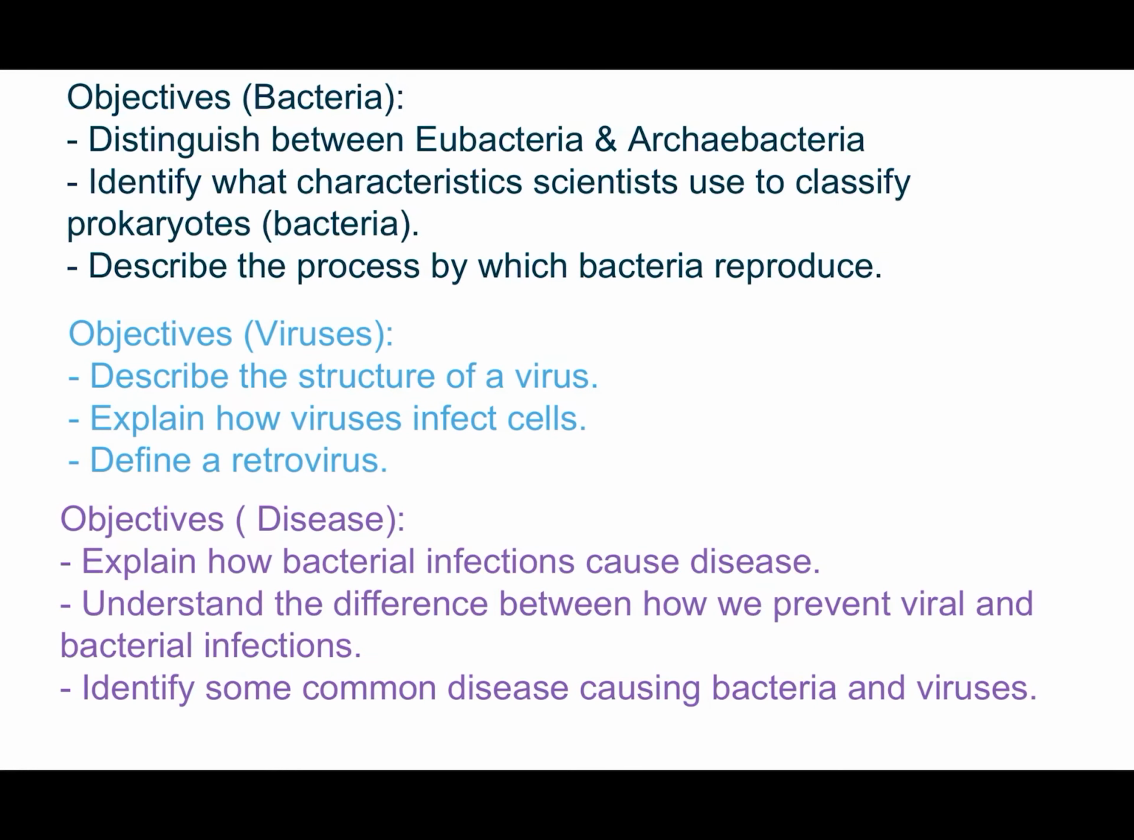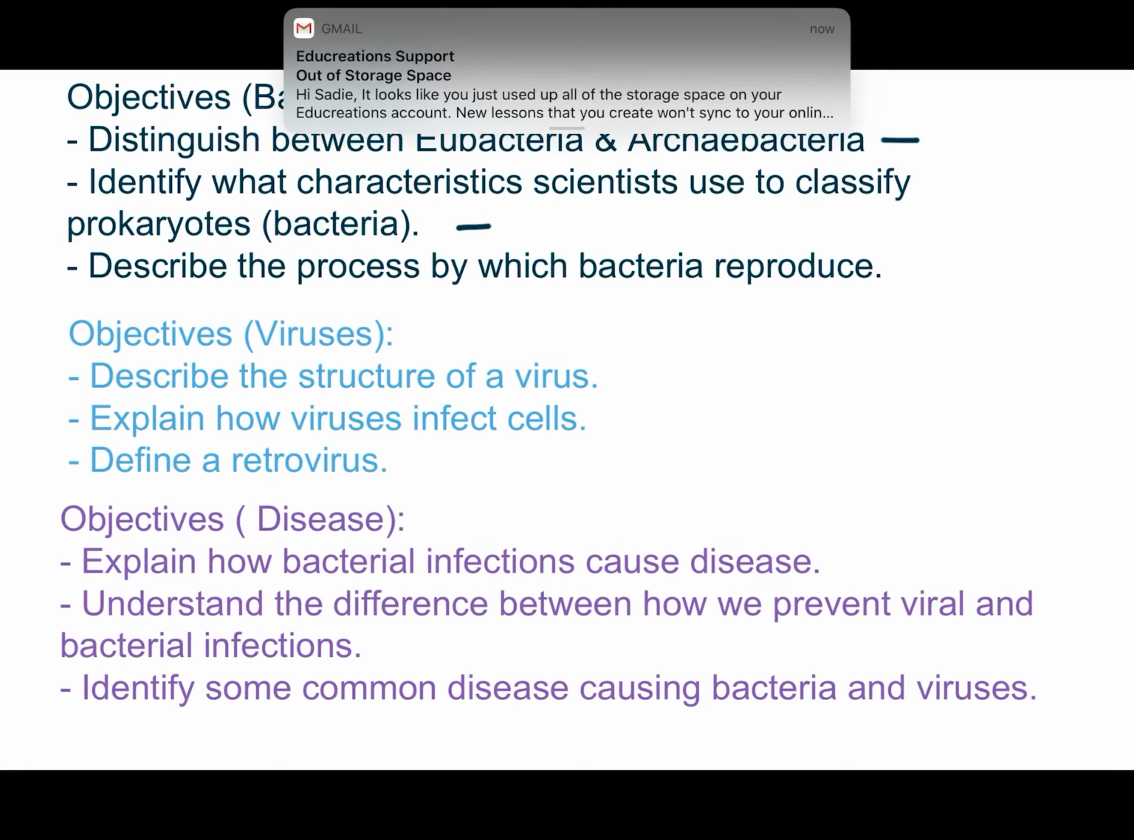The first thing I want to do is go over some of the objectives I'm going to be covering in this video, and I'll come back to it in each section. The first section is on bacteria. I want you to be able to distinguish between eubacteria and archaeobacteria. I want you to identify what characteristics scientists use to classify prokaryotes or bacteria. And I want you to describe the process by which bacteria reproduce.